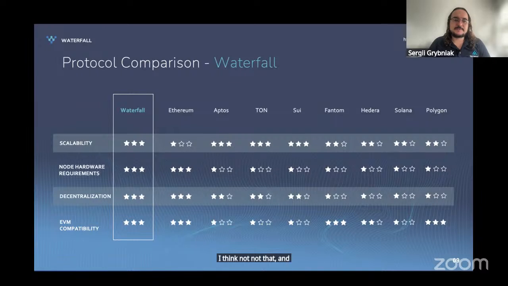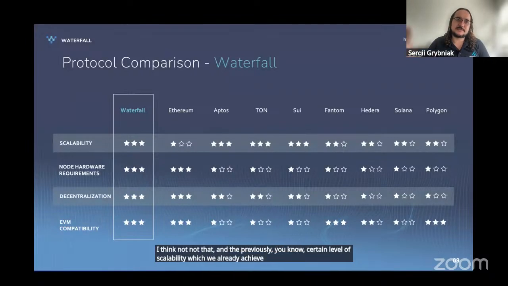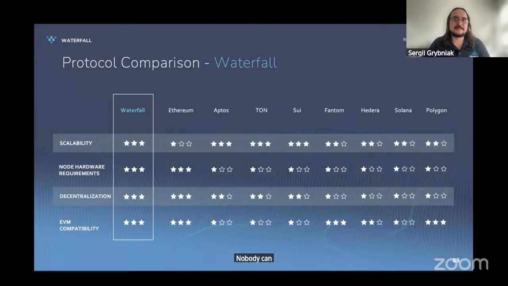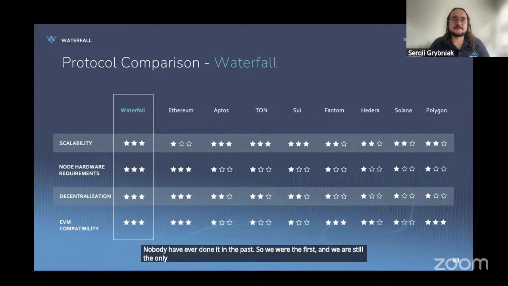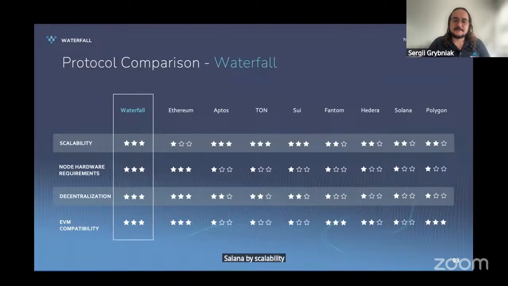And previously, the level of scalability which we already achieved was considered something nobody had ever done in the past, so we were the first, and we are still the only such network which was able to outperform Solana by scalability, and this was their key differentiator.